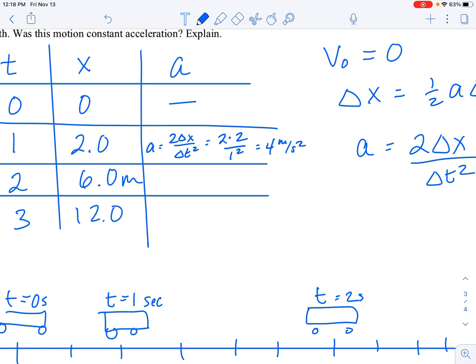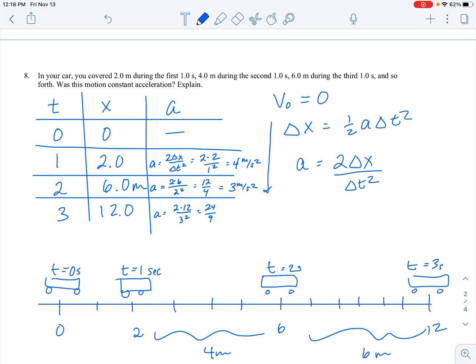Okay, now I'm going to do the next one. Acceleration over the interval would be 2 times 6 over 2 squared, and that's 12 over 4, and that's 3. So already I can see that the acceleration is not uniform over this entire thing. And I can do the third one if I like. 2 times 12 over 3 squared is 24 over 9. Again, that doesn't equal 4 or 3, so the motion acceleration is not constant.